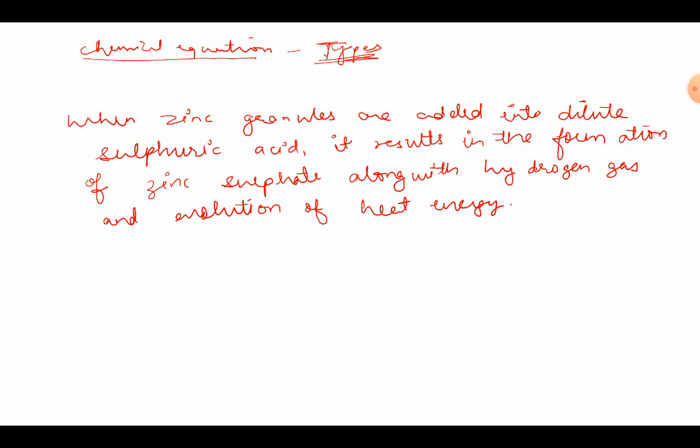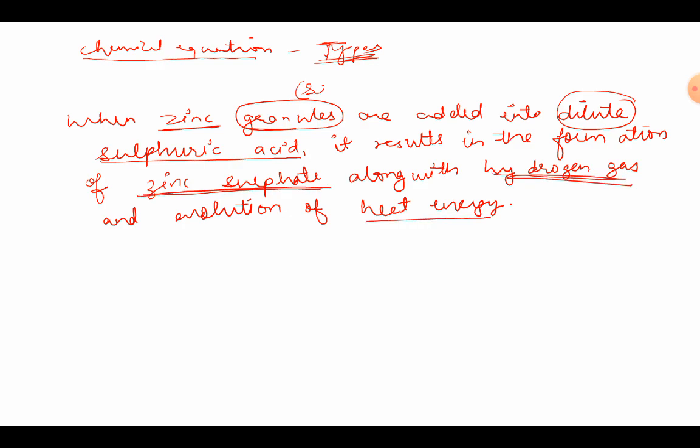Now if we read it carefully, zinc granules means that they are small pieces of solids. So zinc is added to dilute sulfuric acid, right? Dilute is only telling us that it's a weak acid. So sulfuric acid results in the formation of zinc sulfate along with hydrogen gas, and one condition is also mentioned, that heat energy will be released. So these are the main words that we need to focus on. Other things are not so important for us, right?